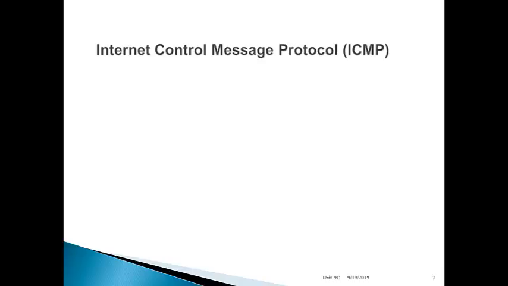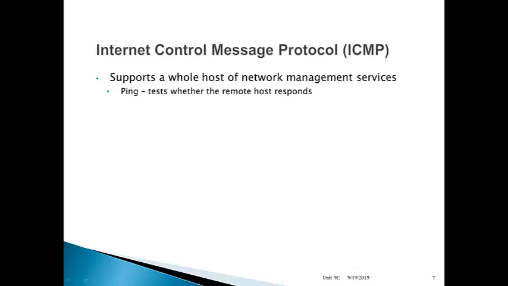Internet Control Message Protocol. It's a very old, very basic network management system designed to do things like let you know if a machine is up or not, let you know if there's a route available to a particular outside subnet, let you know if a router is up or down, etc. It supports a whole host of network management services. The ping utility, which you might be familiar with, usually uses ICMP, and it tests whether a remote host is actually up and responding to a request from your network. Traceroute is done by sending an ICMP echo request from the source.